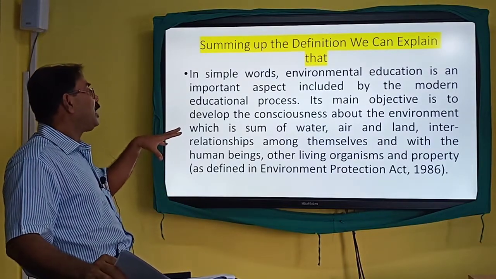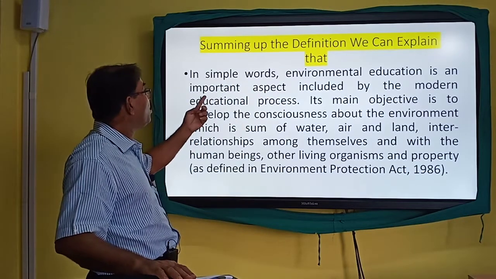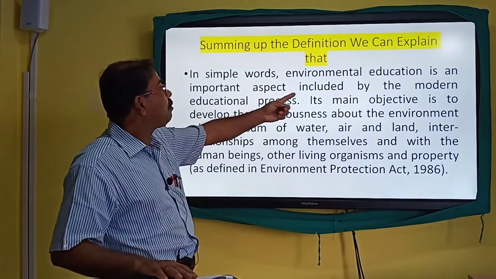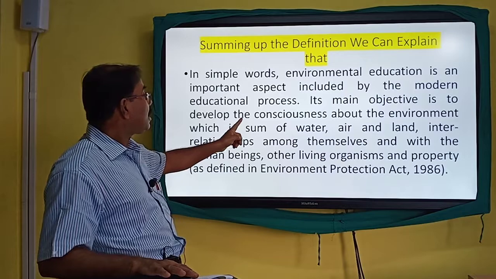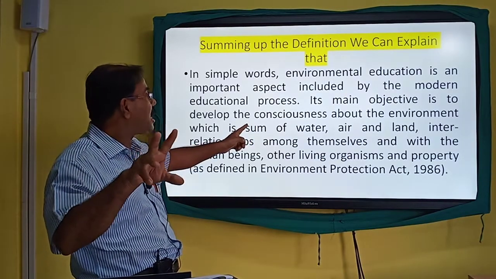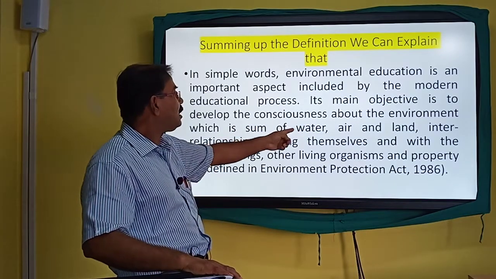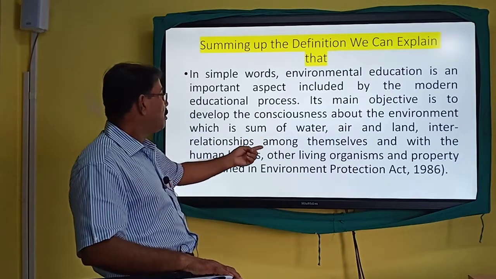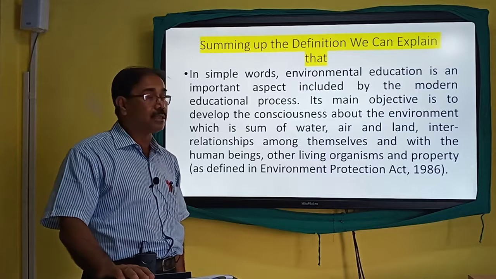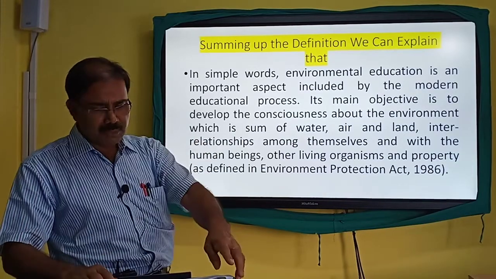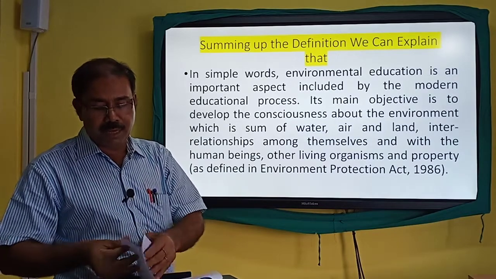We can summarize the definition of the concept of environmental education like this. In simple words, environmental education is an important aspect. This is one of the important aspects included in the modern educational process. Its main objective, which is the prime concern, is to develop consciousness. You have to become conscious and sincere at the time of using or treating, exposing your behavior towards nature, the environment, which is the sum of water, air and land, meaning the interrelationships among themselves and with human beings, other living organisms and property, as defined in the Environmental Protection Act 1986. So friends, this is the most important explanation, and by understanding this explanation we can make our concept so much clear.